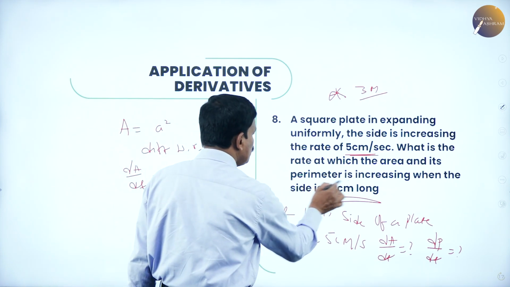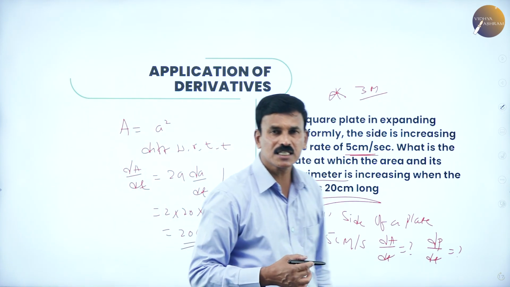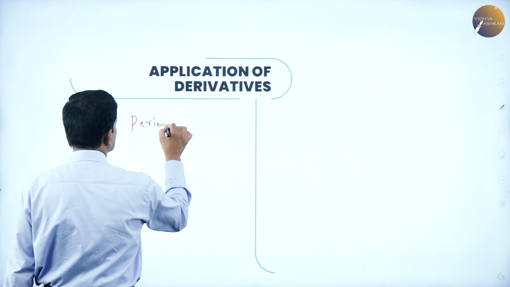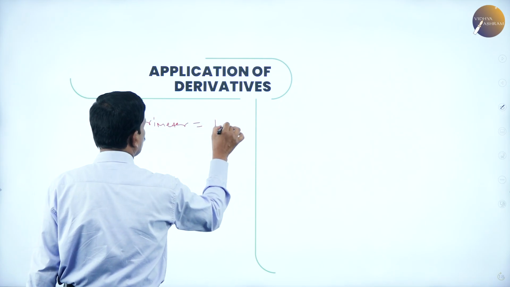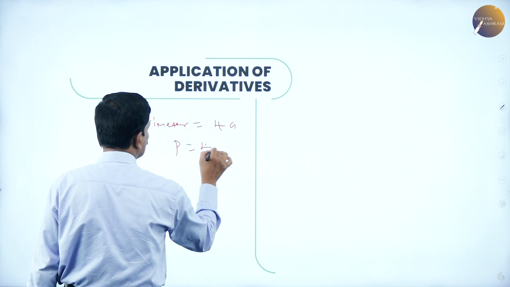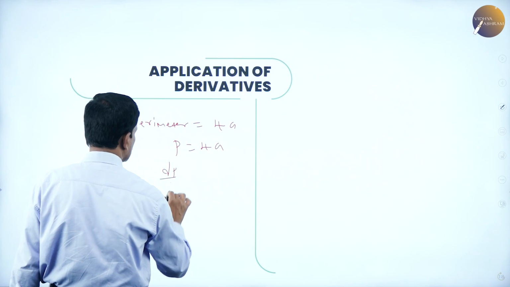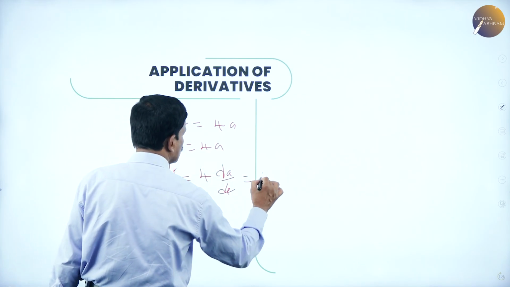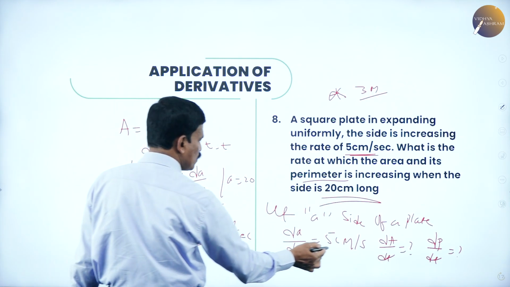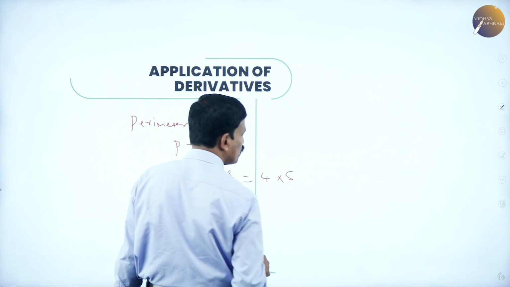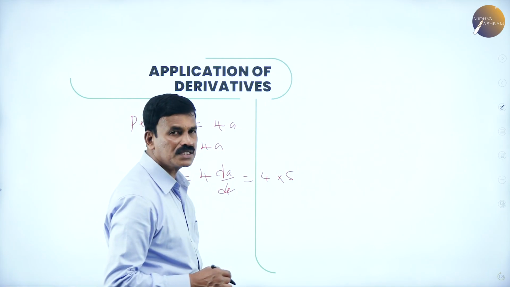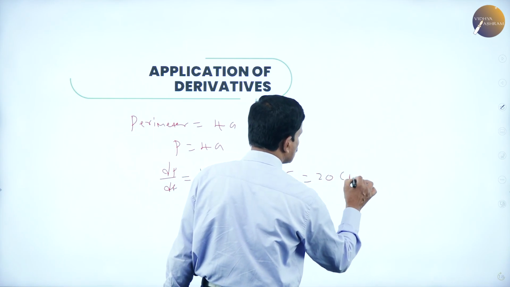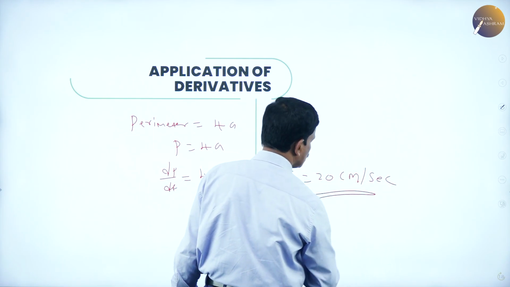So 200 centimeter square per second is the rate of change of area. Now find out the perimeter. The perimeter is equal to 4 times A, that is P is equal to 4 into A. Differentiate with respect to t, dP by dt is equal to 4 into da by dt. You know what da by dt is? 5 centimeters per second. 4 into 5 means 20. This is 20 centimeters per second, the required rate of change of perimeter.